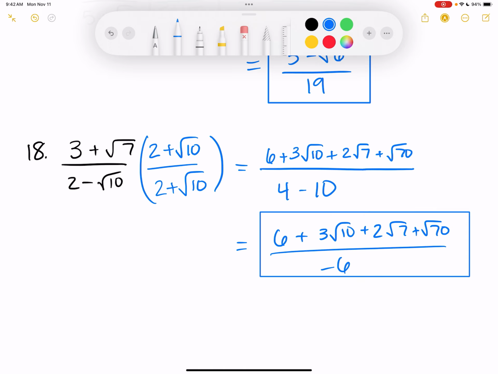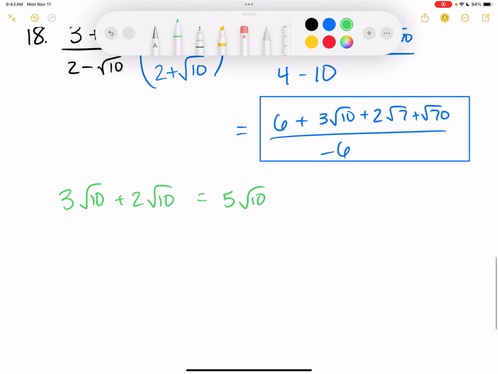You can only add if they have the same root. It's got to be just like terms. When you add them, the roots don't change. The roots stay root 10. So 3 root 10 plus 2 root 10 would be 5 root 10. They're just like terms. Okay, that makes more sense.